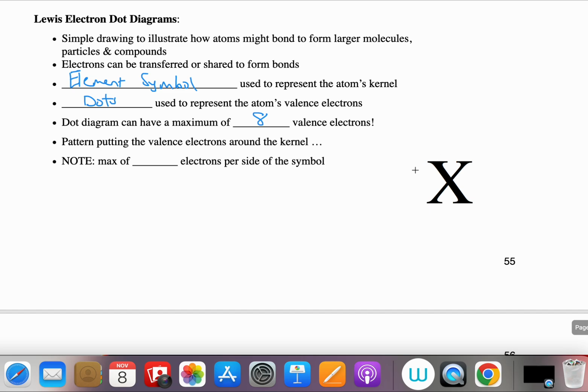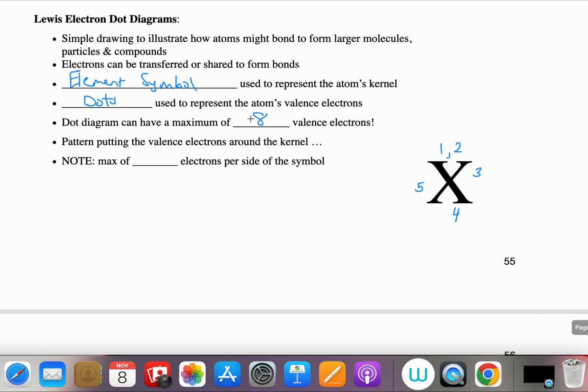Typically, in the traditional form, think about the element symbol as a clock: 12, 3, 6, 9. At the 12 o'clock position, valence electron 1, and then valence electron 2. 2 electrons max on a side. If there's a third valence electron, we place that at 3 o'clock. The fourth valence electron would be placed at 6 o'clock, and a fifth valence electron would be placed at 9 o'clock.